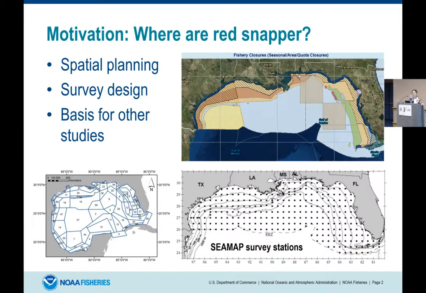All right, so the motivation for this study was basically where are red snapper. We need a spatial map of red snapper, and you could imagine a lot of uses for such a map: spatial planning, survey design, as a basis for other studies. Here, for example, is an Atlantis ecosystem model. So lots of things use inputs on where red snapper are in space.